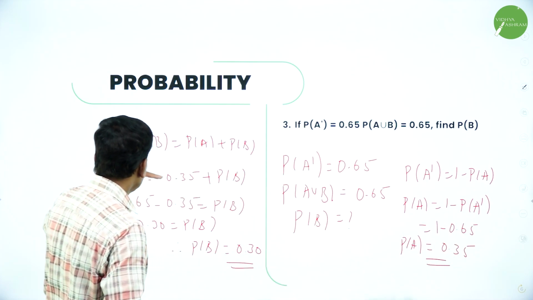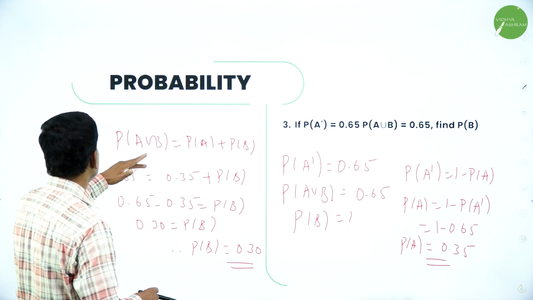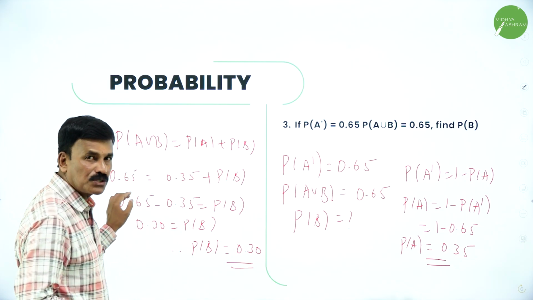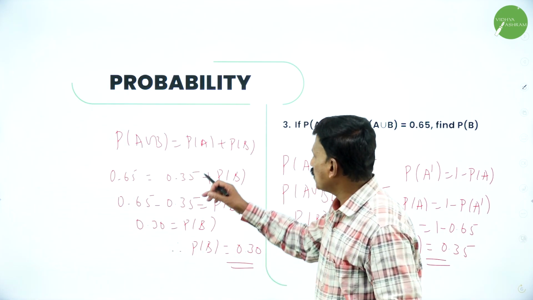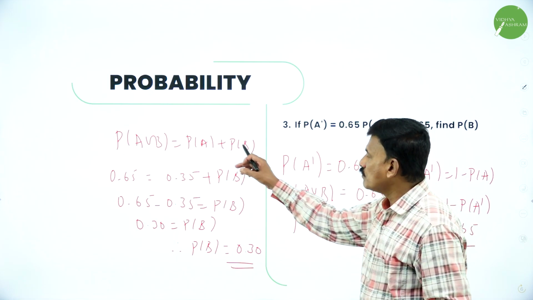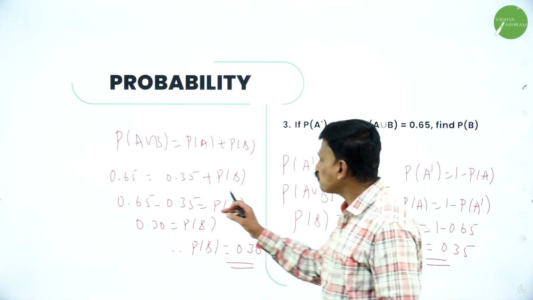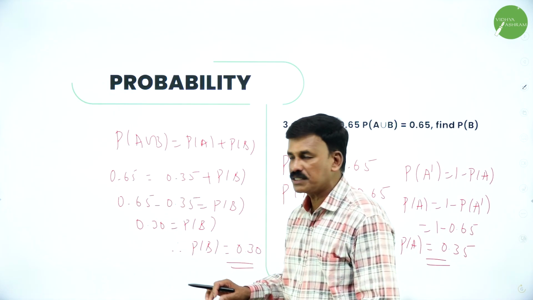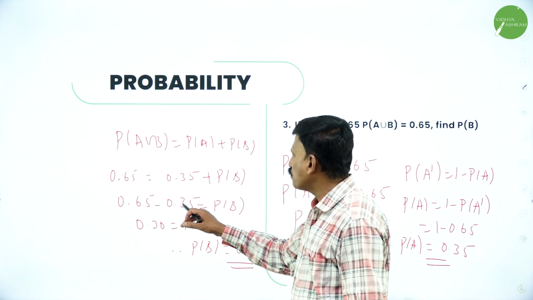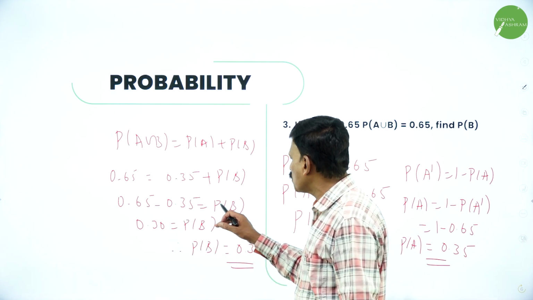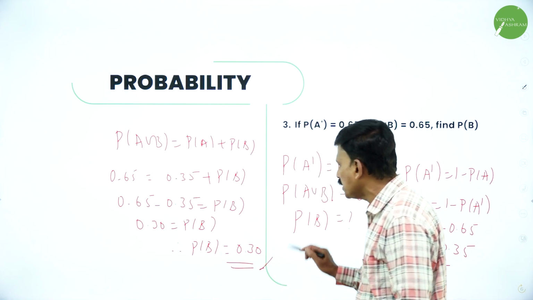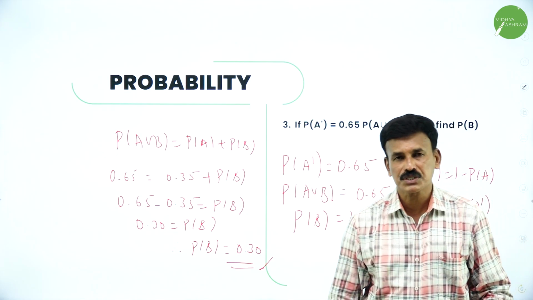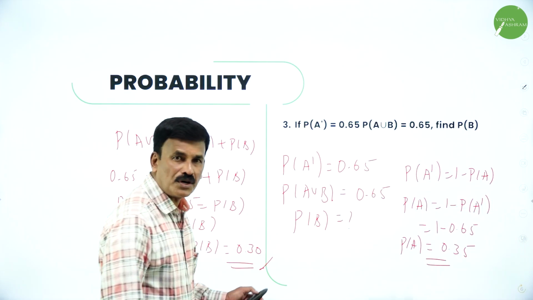Now just use this formula: probability of A union B is equal to probability of A plus probability of B. What is probability of A union B? 0.65. And what is probability of A? That is 0.35. What is required is to find probability of B. Just transfer this: plus 0.35 becomes minus 0.35. 0.65 minus 0.35 is equal to 0.30, which is the probability of B. So hence the required answer, probability of B is equal to 0.30. That's it. Okay. Now move on to the next problem.